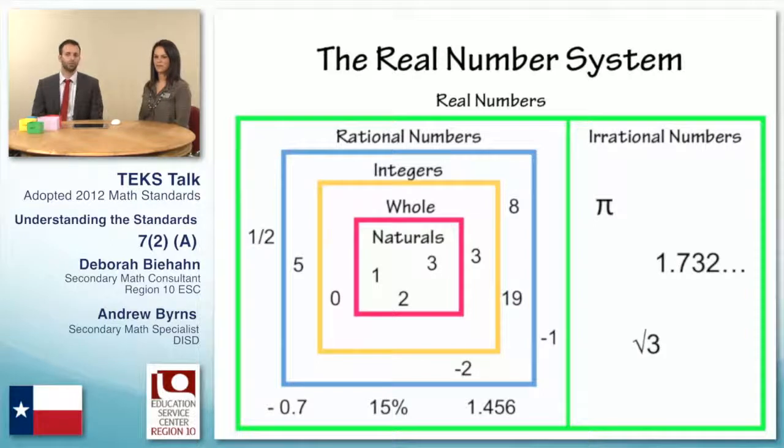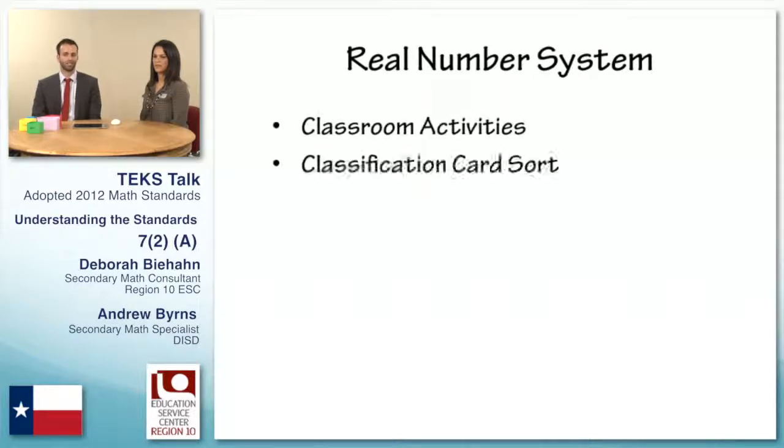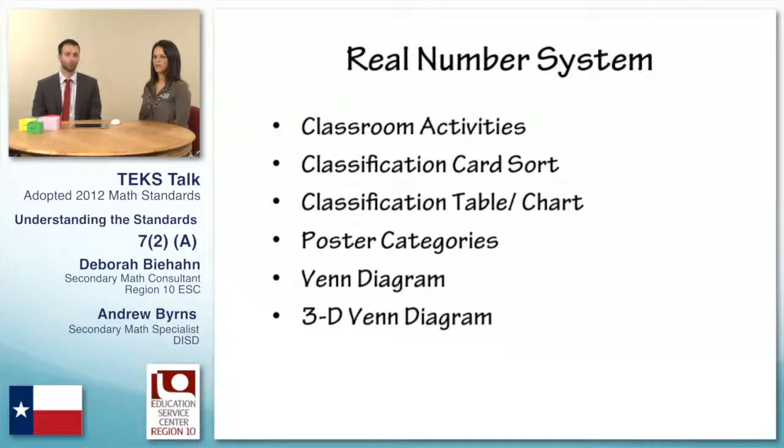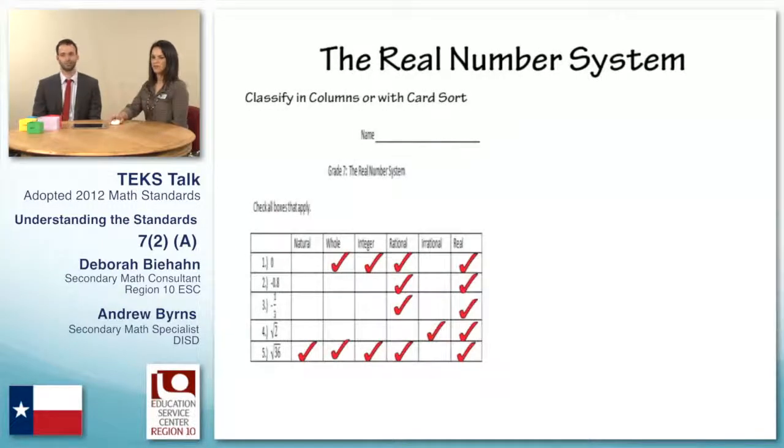Some activities that you could use in your classroom to have some purposefully aligned instruction for 7.2a are a classification card sort, a classification table or chart, some poster categories, Venn diagrams like we just talked about, and also 3D Venn diagrams if you want to get creative. And Deborah's going to explain these in further detail.